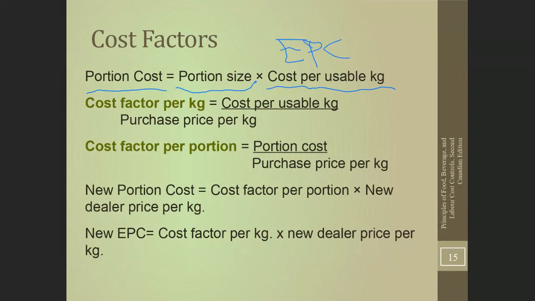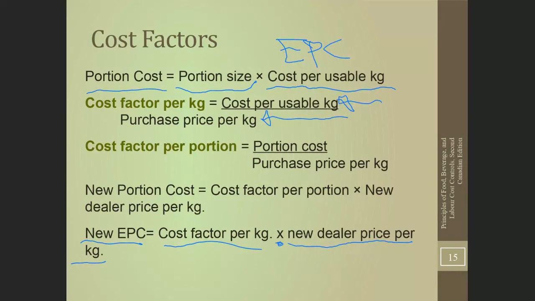How we calculate our cost factor per kilogram is we take our EPC, or our cost per usable kilogram, and divide it by the purchase price per kilogram. Then if we know this, we can calculate the new EPC if our supplier's price changes by taking that cost factor per kilogram and multiplying it by the new supplier price per kilogram.